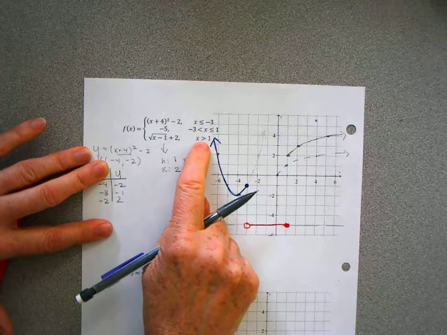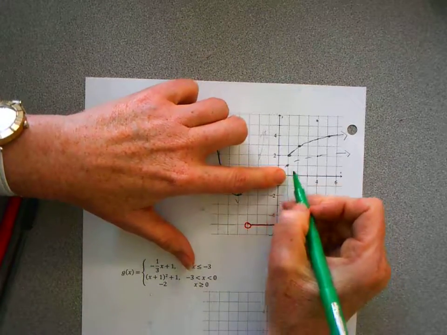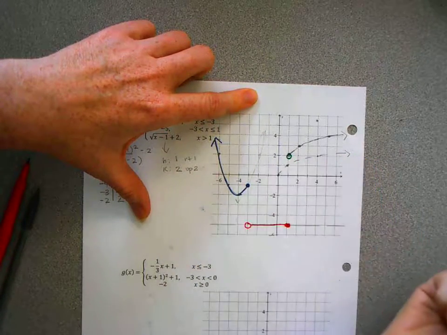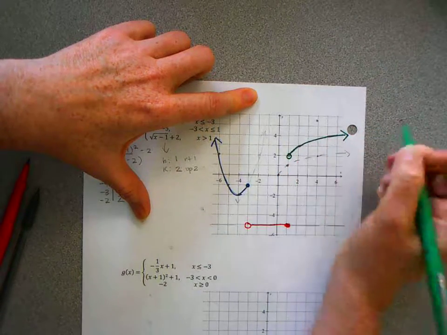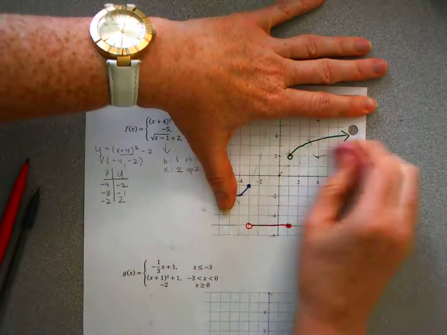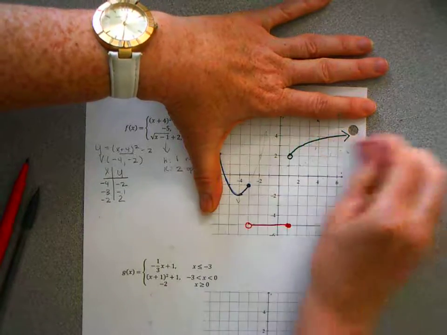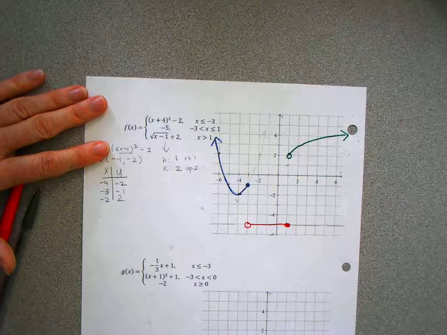X is greater than 1, but not equal to 1. So I go to x is 1. I need almost all of it. I draw an open circle at x equals 1, and then I pencil in the rest of my graph. And I can erase the original, and there I have a piecewise function. Okay?